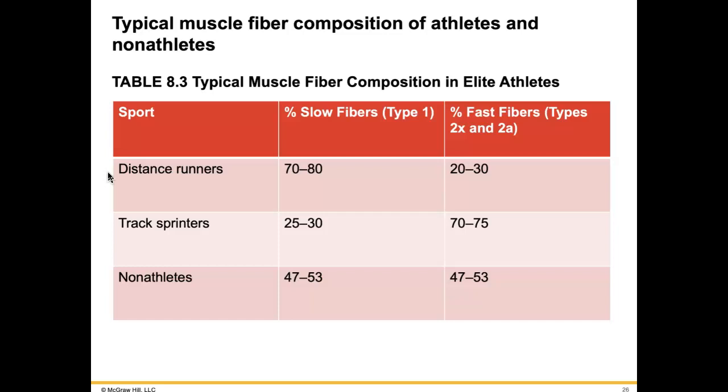But let's take a look at these elite athletes and their sports that they've been successful in. So if you are a long distance runner, you are going to have about 70 to 80% of slow twitch muscle fibers, whereas 20 to 30% are going to be made up of the fast twitch muscle fibers. Now, that doesn't necessarily mean that these elite athletes that are successful in distance running are going to have that exact percentage. Someone can still be successful and have a higher amount or lower amount within this range.